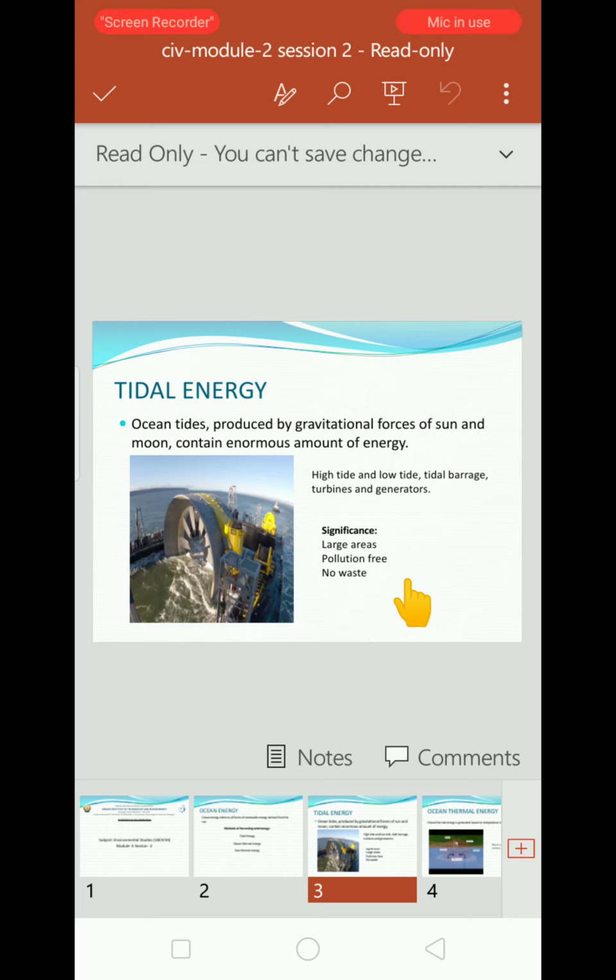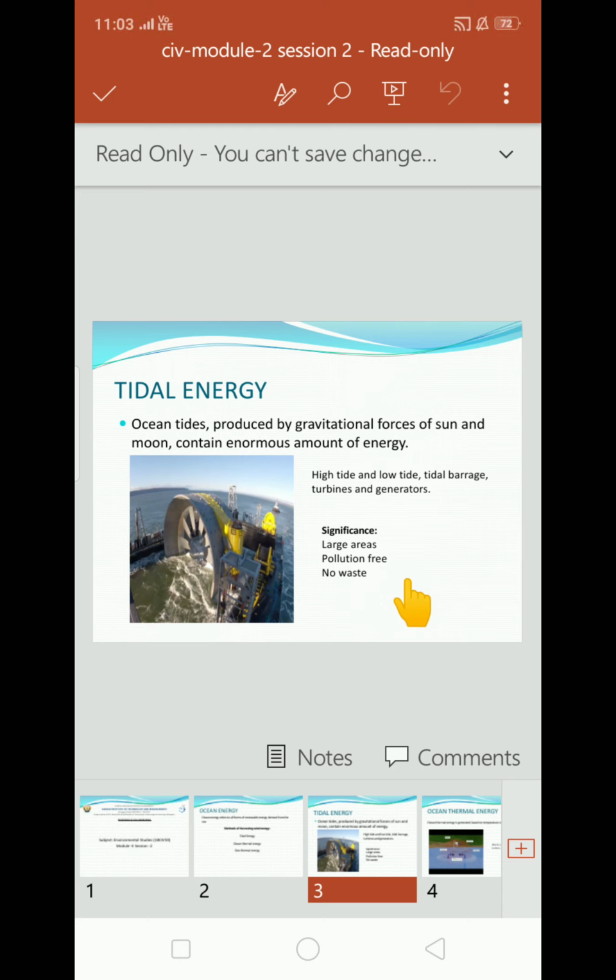High tide and low tide will occur in the ocean, and across that high tide and low tide flow we will create some obstructions. The obstructions may be in the form of tidal barrages, and during the high tide the sea water flows into the reservoir of the barrage, so the water hits the barrage, and due to the hitting of that water, the rotation of the turbine takes place, which produces electricity by rotating the generators. Okay, this is the harvesting process of tidal energy.